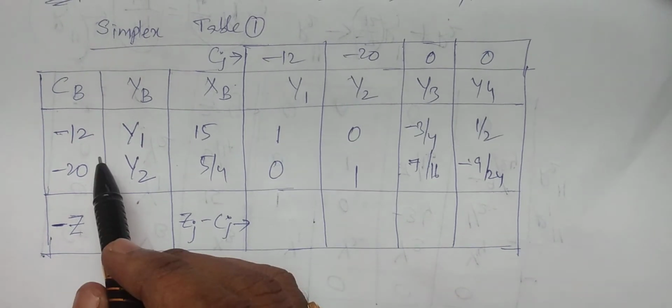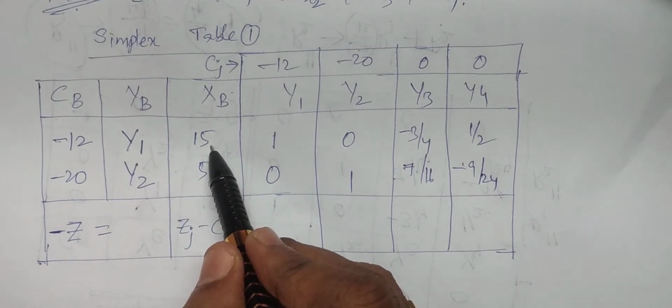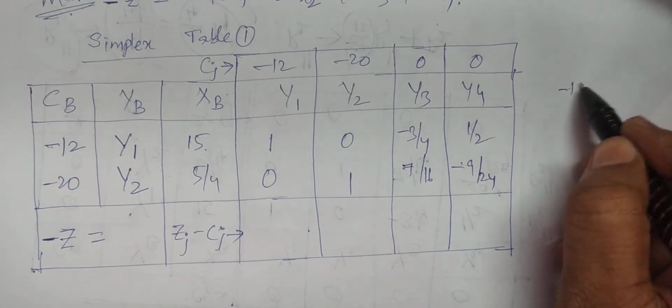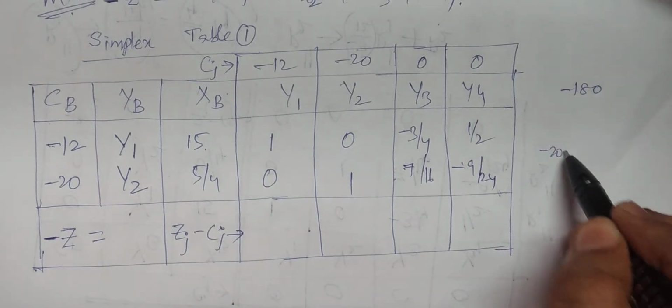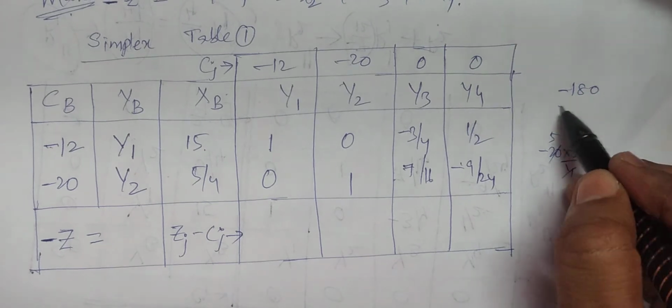So I am calculating Z: minus 12 into 15, that is minus 180, and minus 20 into 5 by 4, 4 5s, minus 25.